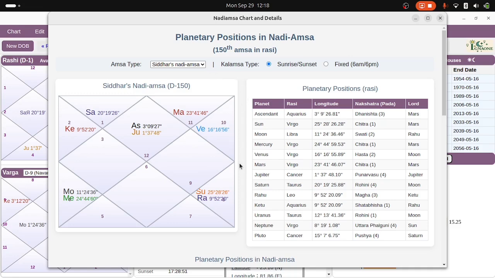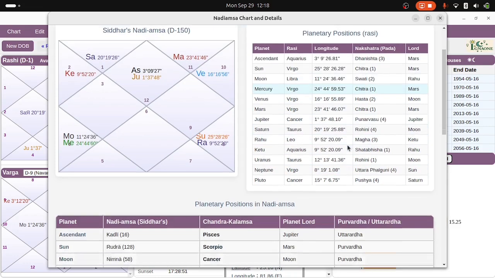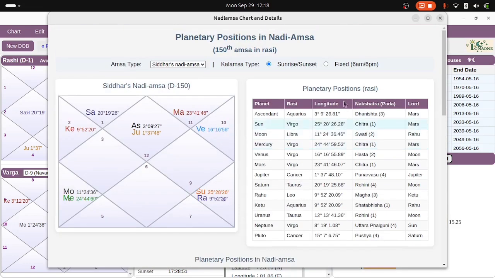So this is Siddhar's Nadi Amsha. If you don't have that, then you don't have this chart. Simple as that. So this is the normal table of the planets. I've provided it here so that you can see it in the same window when you scroll down, which I'll explain. We don't have to go back to the previous main page. So this is the same, nothing new happening here.